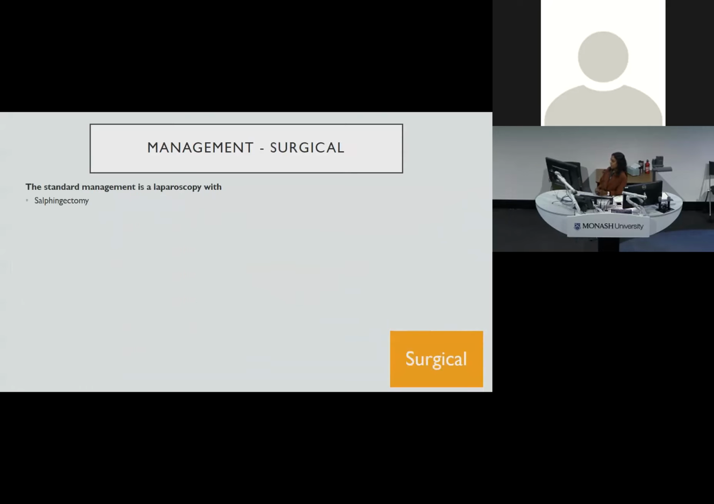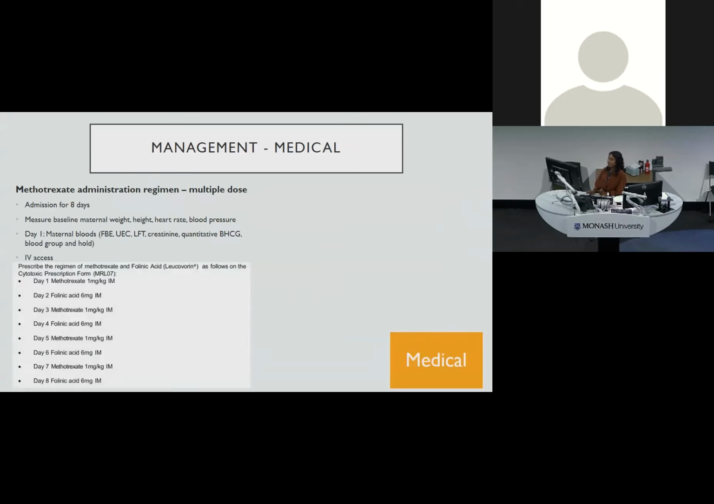Moving on to surgical management. So this is considered, to be honest, I really don't know. I generally think it's also about their symptoms, their location, and also if you think someone can stay in hospital for that period of time.